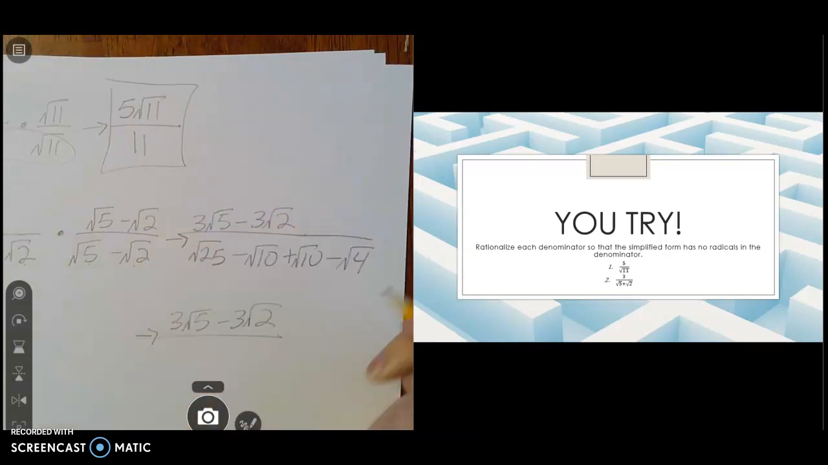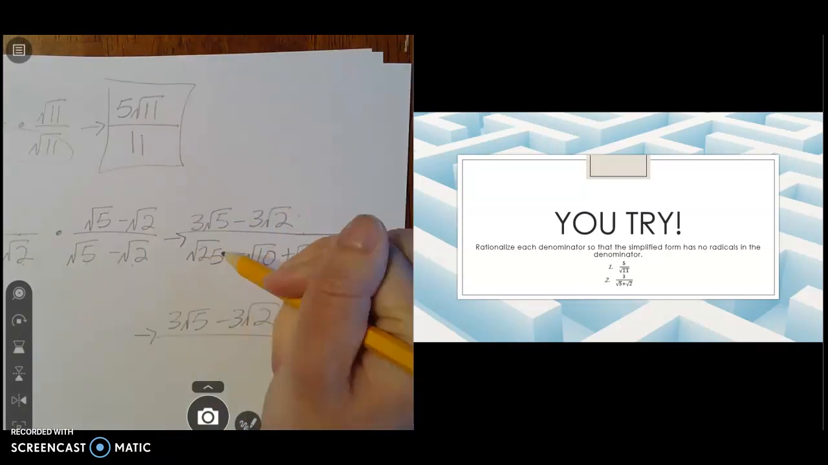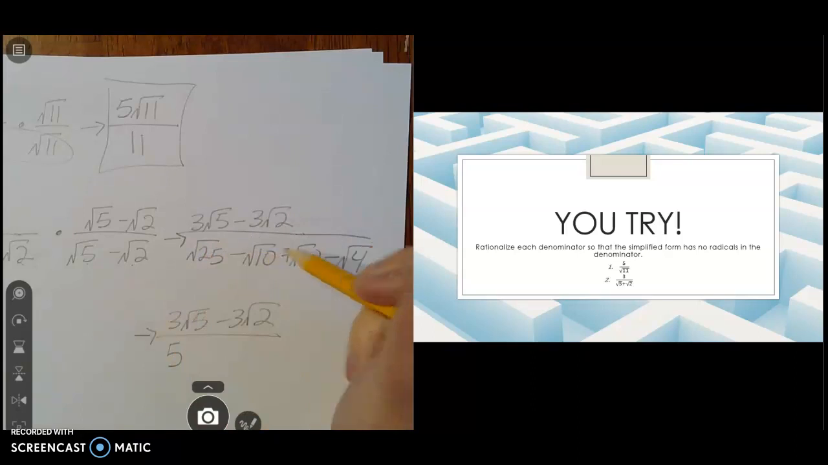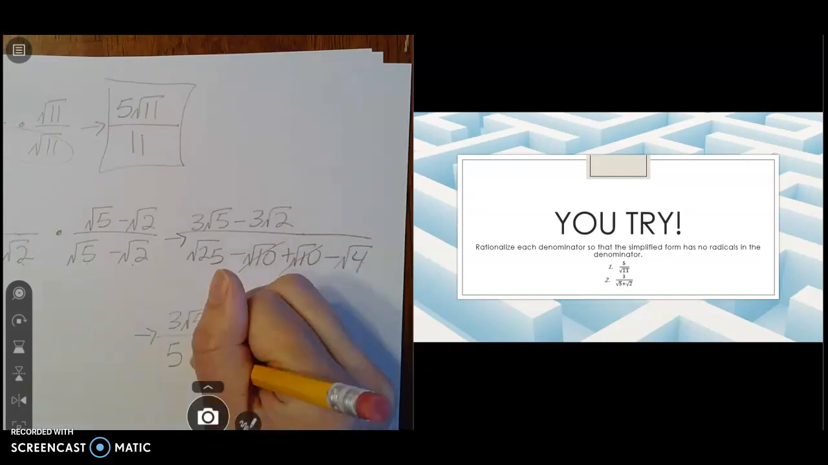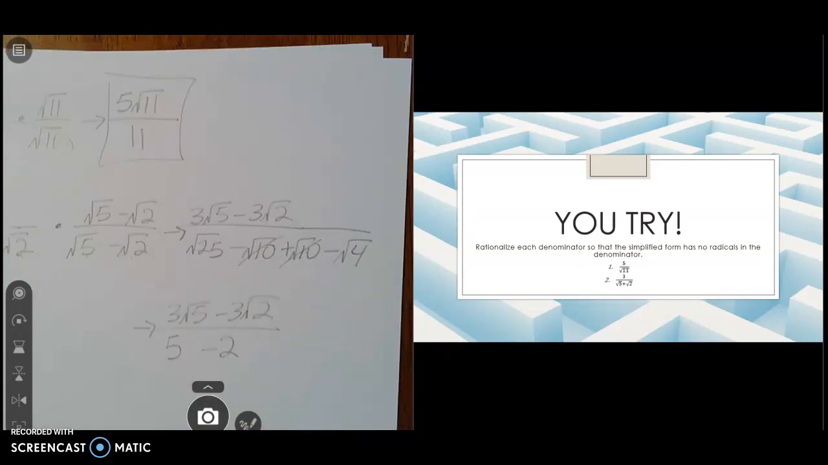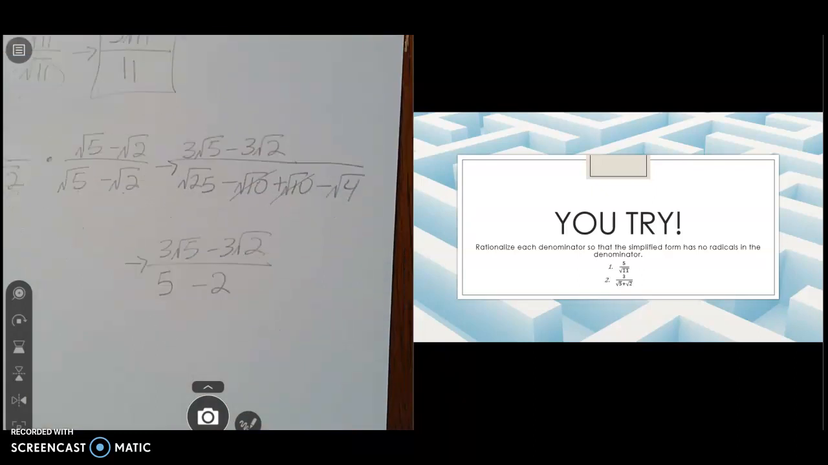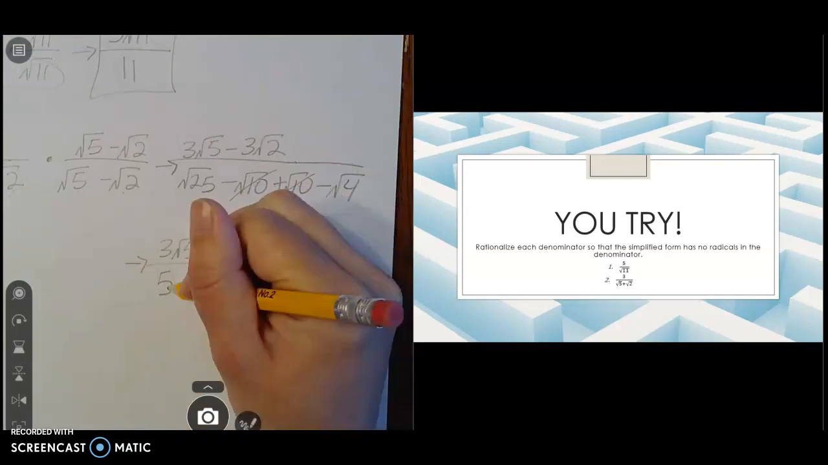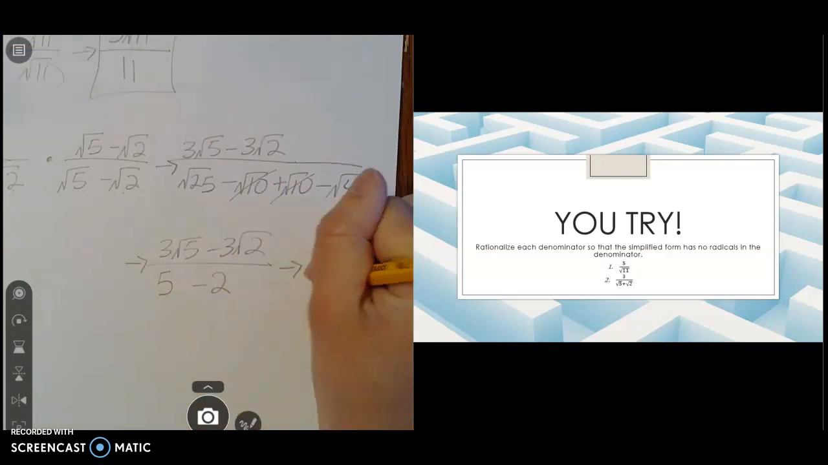In the denominator, let's see, the square root of 25 is 5. The negative square root of 10 and positive square root of 10, if I add those together, we will get 0. They're going to cancel out nicely. And the square root of 4 is 2. So I really got 5 minus 2 in the denominator. All right, from here, I can go ahead and do that subtraction. 5 minus 2 is 3.